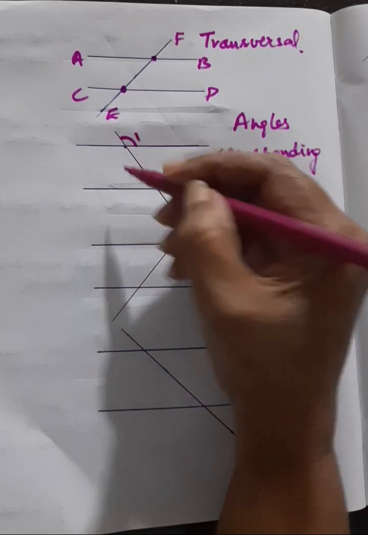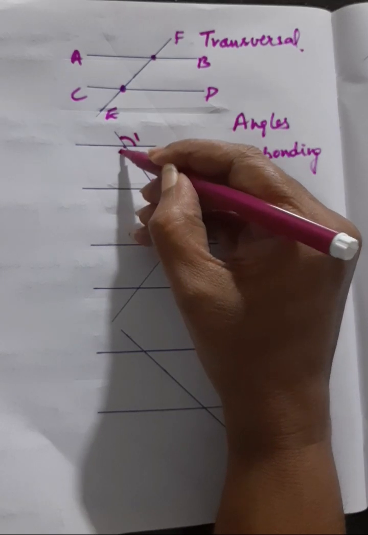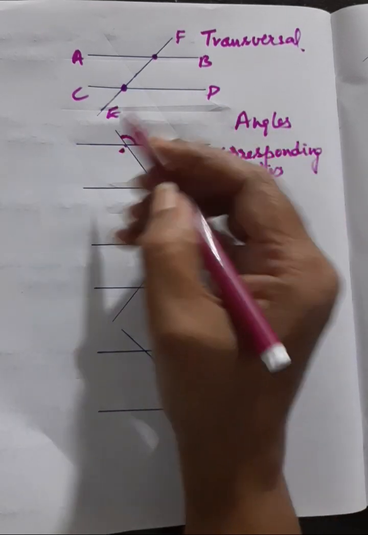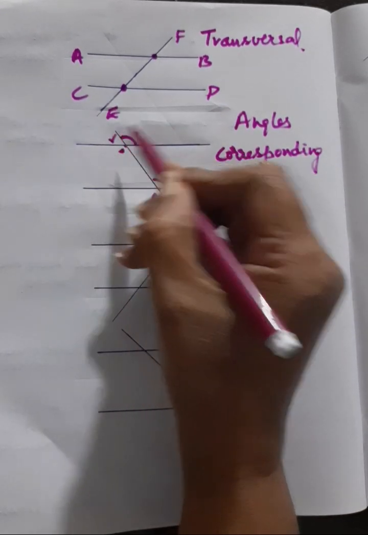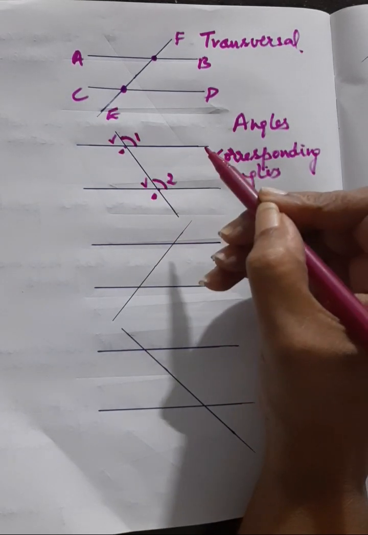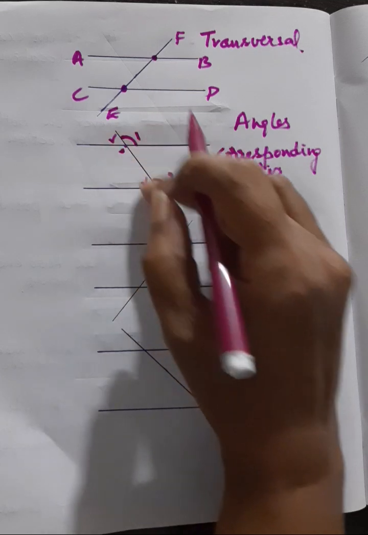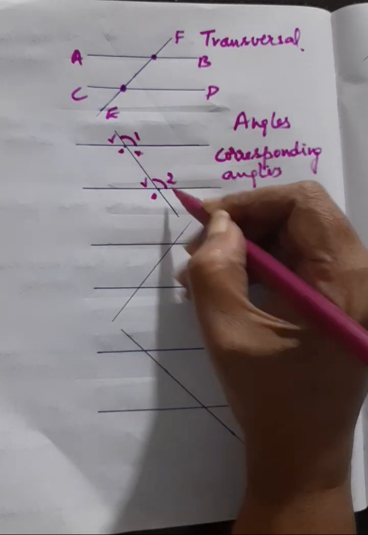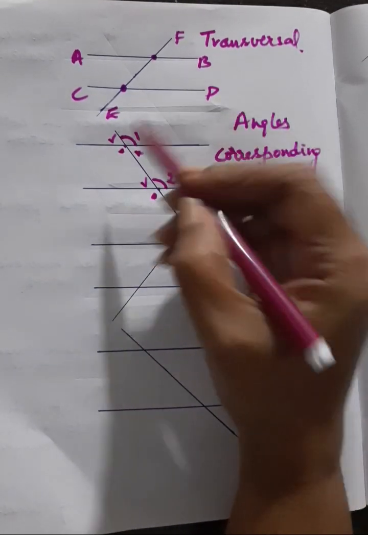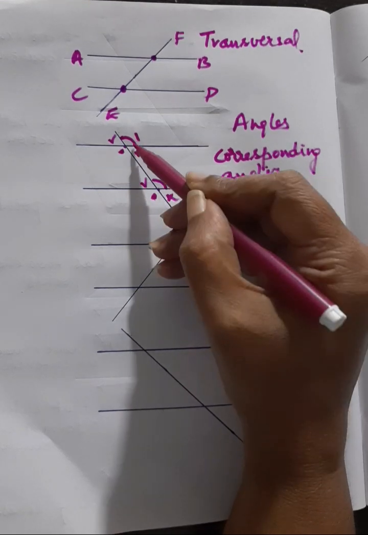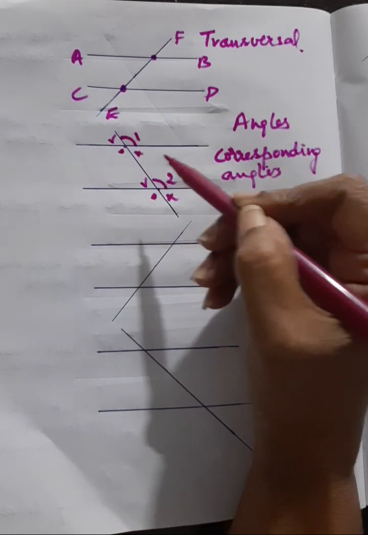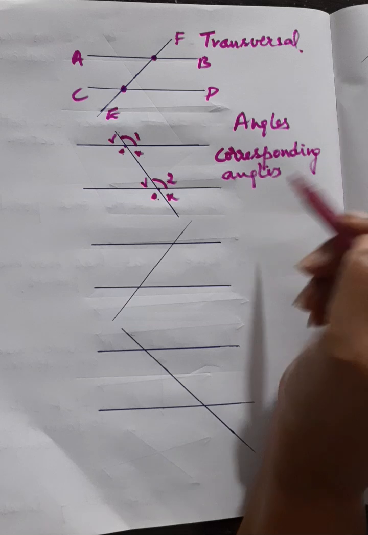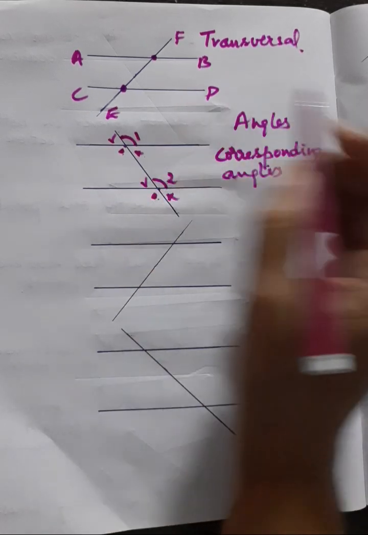Another corresponding pair is this one, this and this. Okay. Understood? Next corresponding pair is this and this. See, on the same side, corresponding angles. Another pair is this and this. See, 1 and 2 have equal measure. For this we call them corresponding angles.